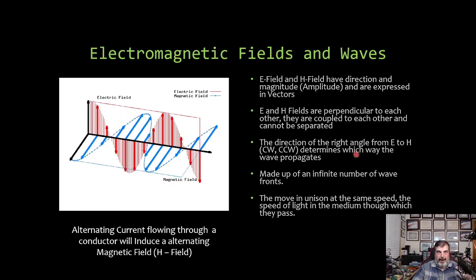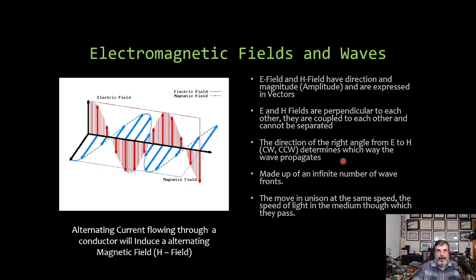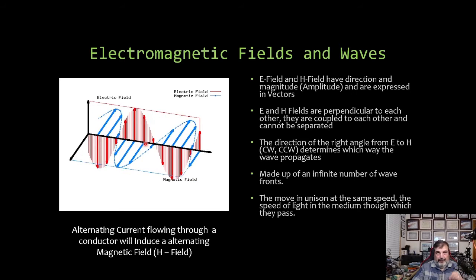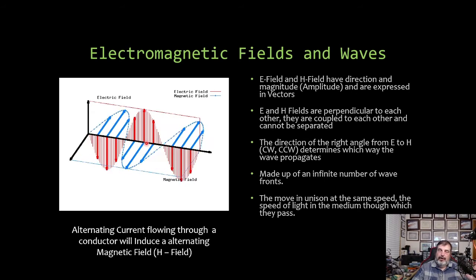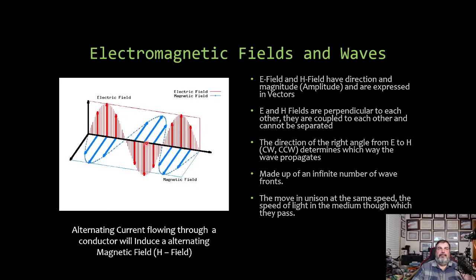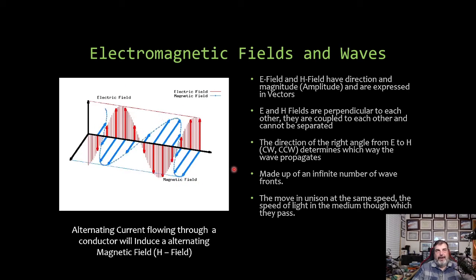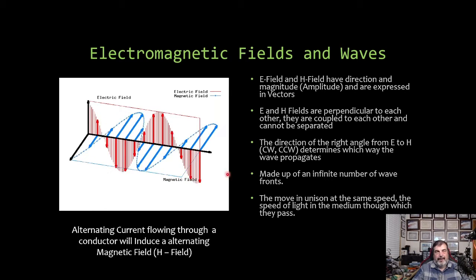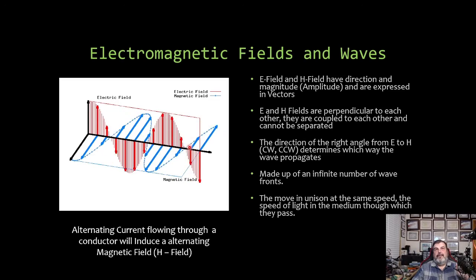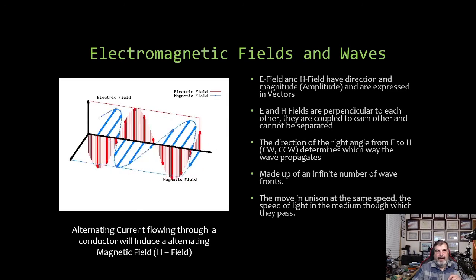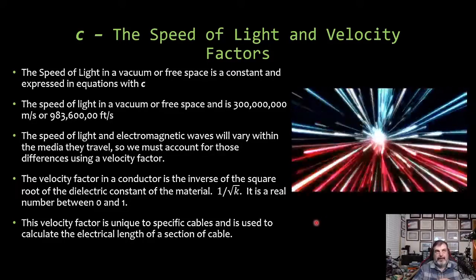Again, they travel at right angles to each other, and they'll move in counterclockwise or clockwise ways. It depends on how that wave propagates and what direction it's moving. They're made up of an infinite number of wave fronts. We'll talk a little bit about wave fronts later, but just know this is kind of the same thing over and over again, infinitely, as long as that wave is moving. These two fields are coupled, so they move in unison, and they move at the same speed. And that speed is the speed of light through the medium through which they are passing.